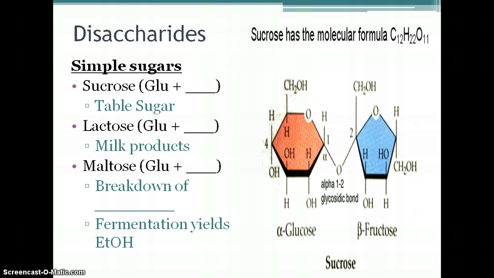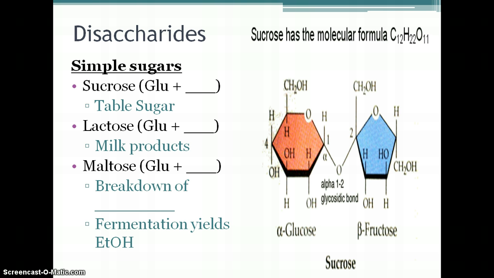So let's talk a little bit more about these 3. Sucrose also goes by the name of table sugar. It was once the most commonly used sweetener in the United States food supply, since been replaced with high fructose corn syrup. We also have lactose, which is 1 molecule of glucose and 1 molecule of galactose.